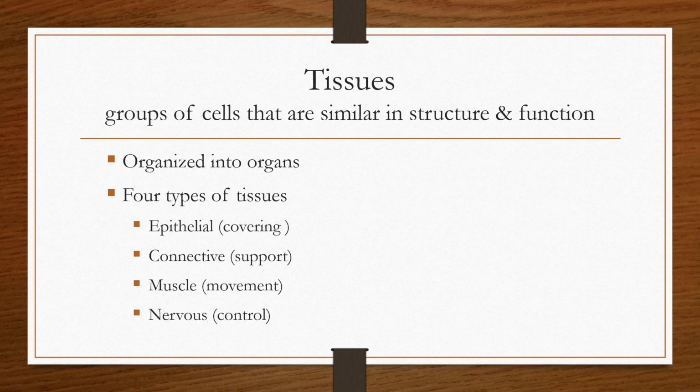Let's move on to part 2 of chapter 3. We've talked quite a bit now about cells, but when you group cells together that are similar in structure and function, you get tissues. And then tissues further on are organized into organs. There are 4 types of tissues: epithelial, connective, muscle, and nervous. Epithelial tissues are the covering tissues. Connective tissues support the body. Muscle tissues are charged with movement, and nervous tissues are charged with control.